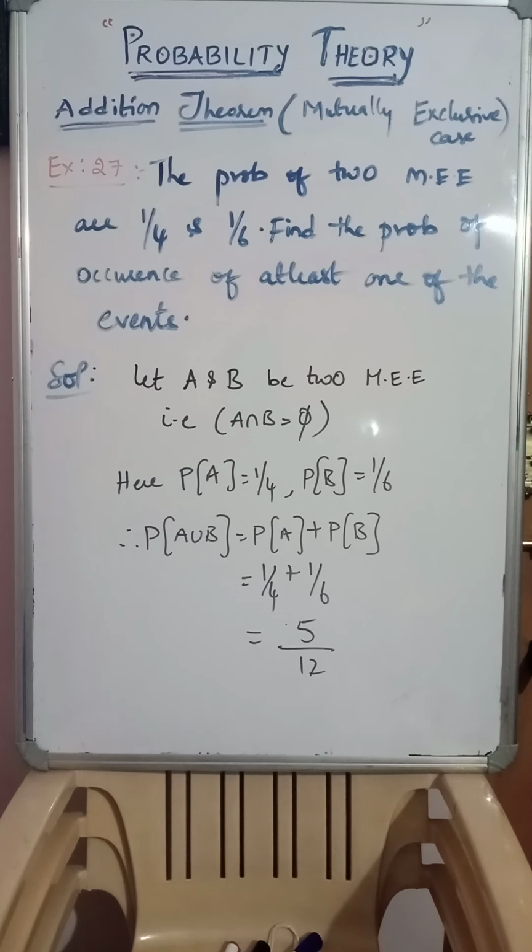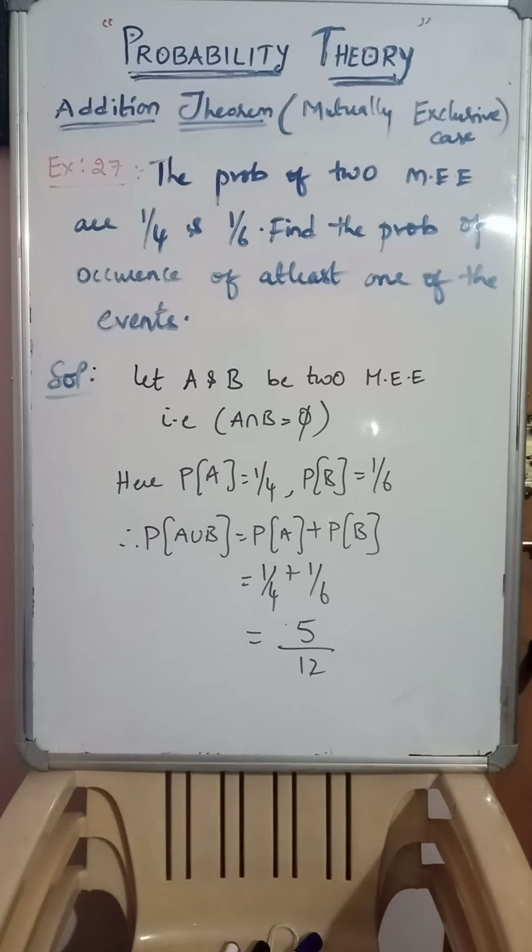Very good morning, students. So in this video we shall solve a few more problems based on the addition theorem with mutually exclusive events. Look at example number 27. The probabilities of two mutually exclusive events are 1 by 4 and 1 by 6. Here the data is given for two mutually exclusive events, 1 by 4 and 1 by 6. Find the probability of occurrence of at least one of the events.